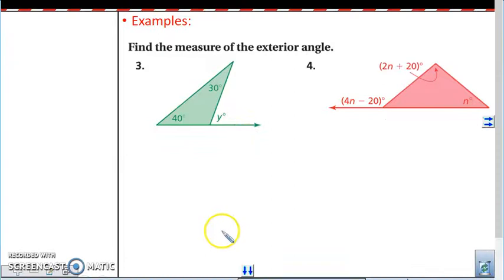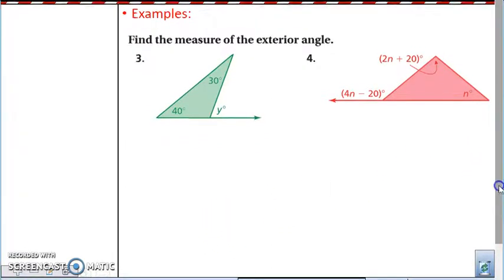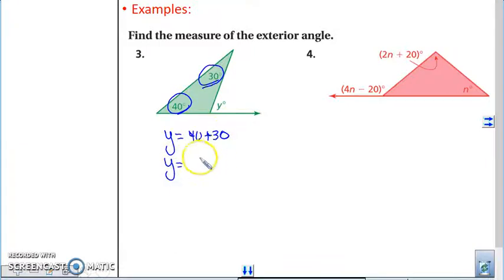Here we are looking at exterior angles, outside angles. Okay, we need to remember that second property. The outside angle is equal to the two non-adjacent angles added together. So y is equal to the two non-adjacent angles added together. 40 plus 30, and y equals 70 degrees. 70 degrees is this outside angle right here.